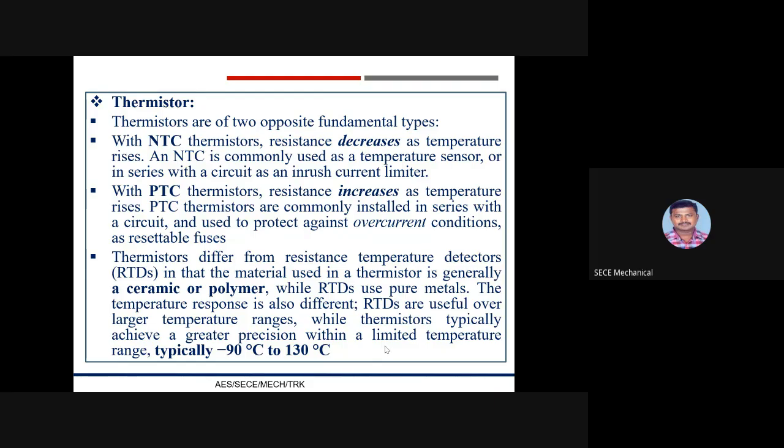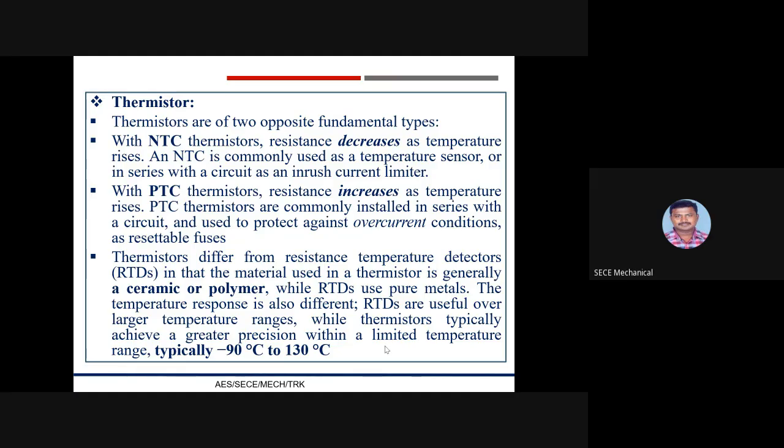Once again, I repeat. With an NTC thermistor, when the temperature increases, the resistance decreases. Conversely, when the temperature decreases, the resistance increases. This type of thermistor is used the most.